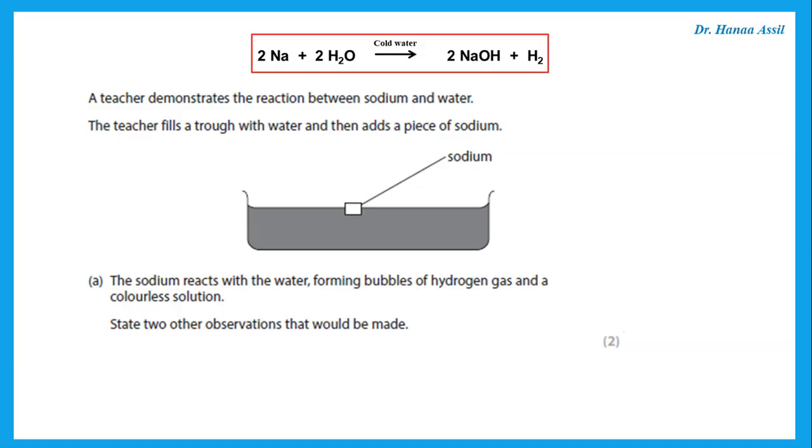Please don't write bubbles of gas as the first thing. He already mentioned bubbles of gas, and most students, when asked for the observation, write bubbles of gas first. Well, he already mentioned it. He wants 2 other observations. So of course, one of them could be the fact that sodium floats. The other, that the piece of sodium metal becomes smaller or disappears.